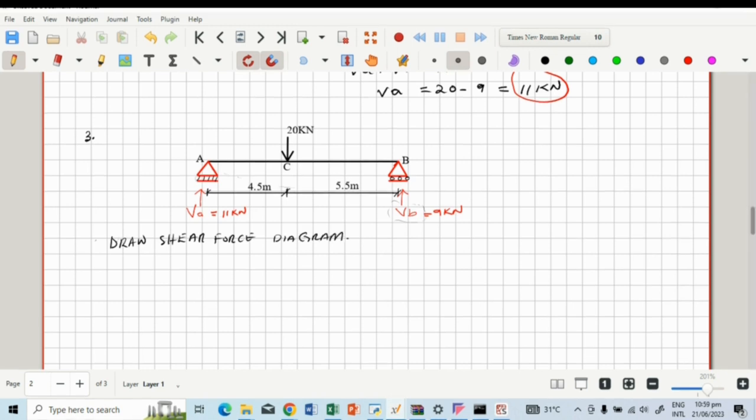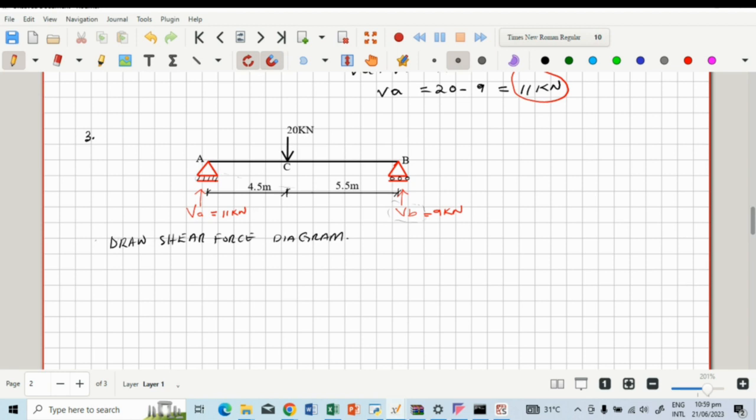Okay, but before we draw the shear force diagram, we need to calculate the shear forces at the supports, and then if we have any load acting on the beam, we'd have to consider the shear forces at those positions where we have the loads. So in this case, we'll consider the shear force at the support A, right? And then from A, we don't have any loading on the beam till we get to point C. So again, we'll consider the shear force at point C, and then from the right of the 20 kilonewton point load, we don't have any load again. So we'll consider the shear force at the support B, which is 9 kilonewton.